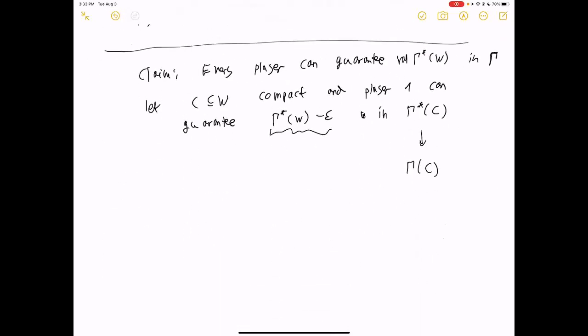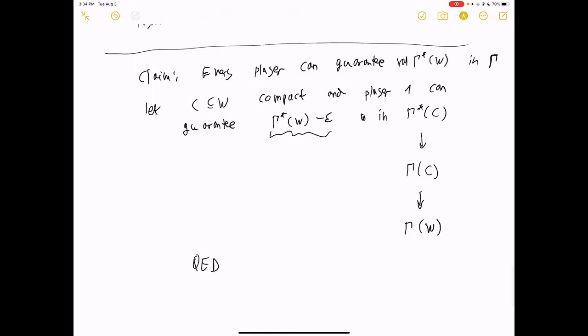Therefore, what I can guarantee in gamma star is the same thing. But if I can guarantee this value in gamma C, then of course I can guarantee this value also in gamma W, because C is contained in W. C is a smaller set than W. Whatever I can get in C when the winning set is C, I also get when the winning set is W. Therefore, we are done.